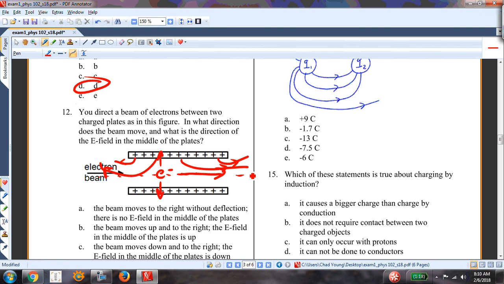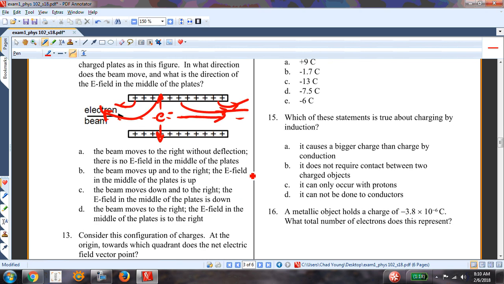But we can see that by thinking about the electron and what are the forces that are acting upon it in the middle of those plates. So the beam is going to move to the right without deflection. There is no electric field in the middle of the plates.